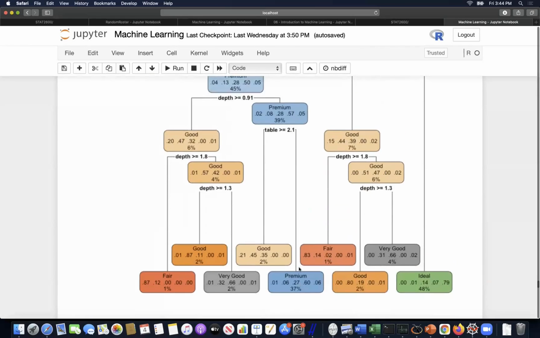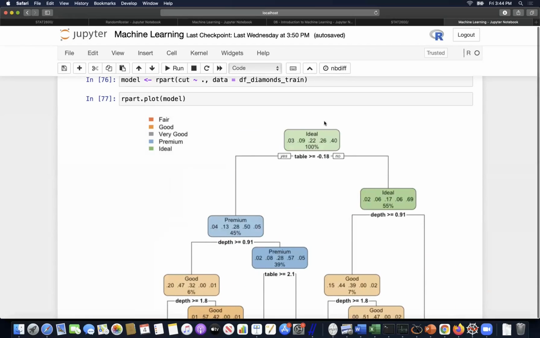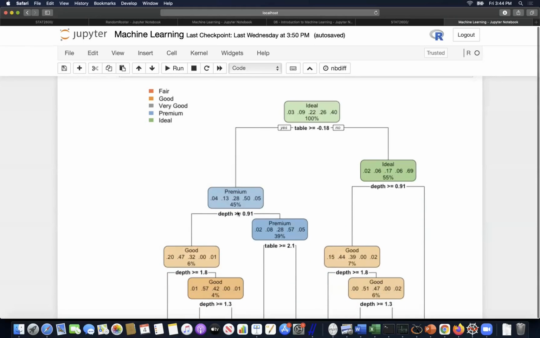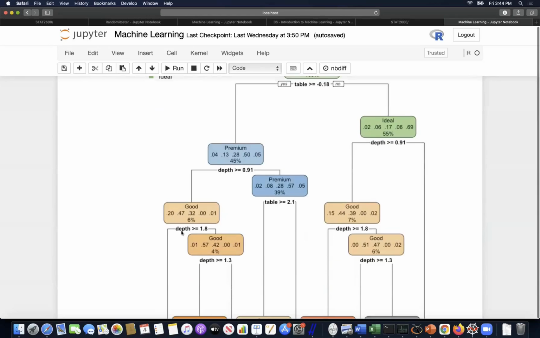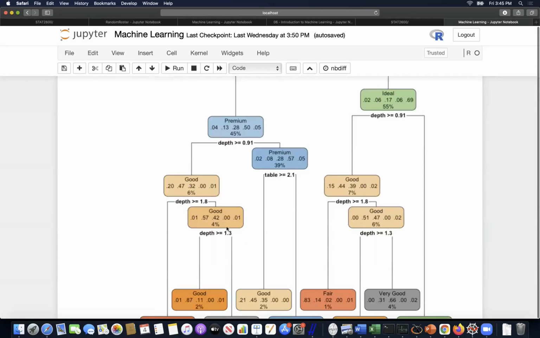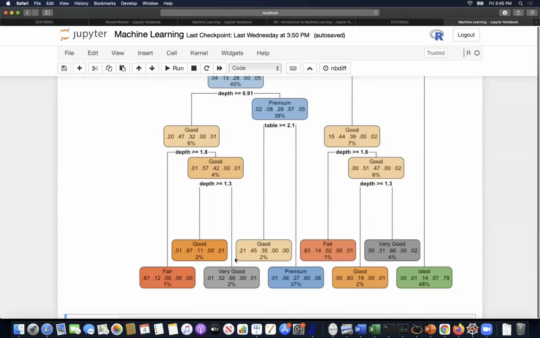Now, when new data comes in, you look at its table. If it's bigger than this number, you go to the left. Then you look at its depth feature. If it's bigger than this number, you go to the left. Then you look at the depth feature again. If it is less than that number, you go to the right, and then you classify that as very good. And that's the probability of it being classified as very good.